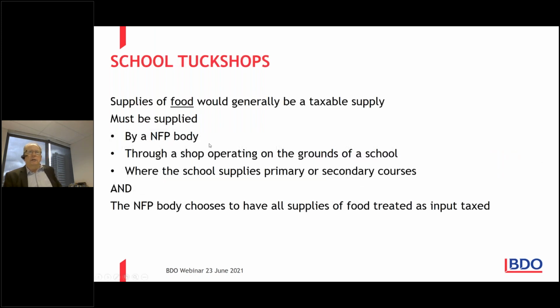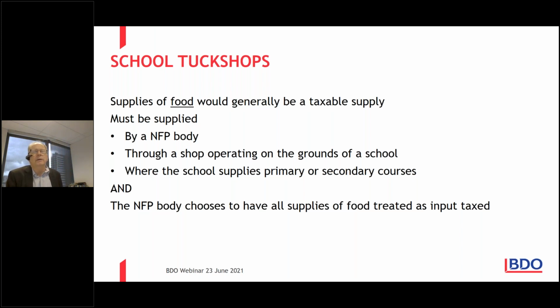Another category of special treatment within the GST Act is for school tuck shops, where supplies of food would generally be a taxable supply. Think back to your tuck shop, they make sandwiches, which are taxable. They may cook hamburgers, prepare food, chips, whatever. I guess maybe that's a thing of the past. You're not allowed to have chips anymore, perhaps in some of the tuck shops now.